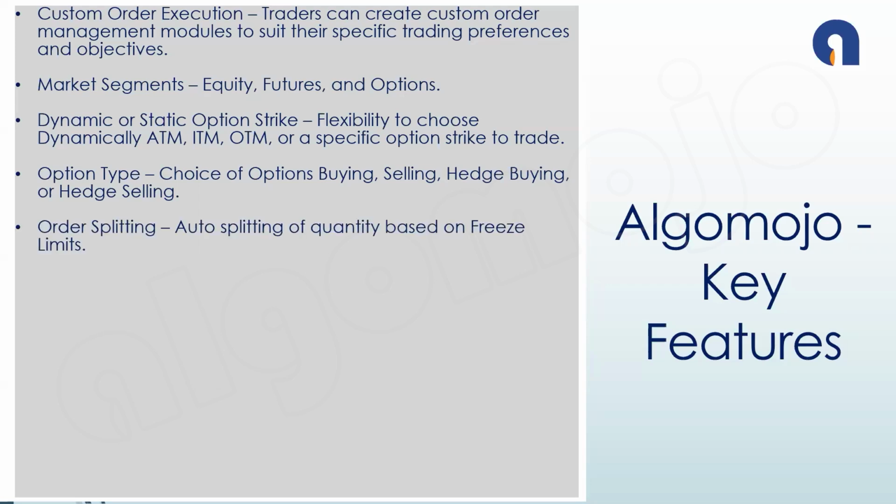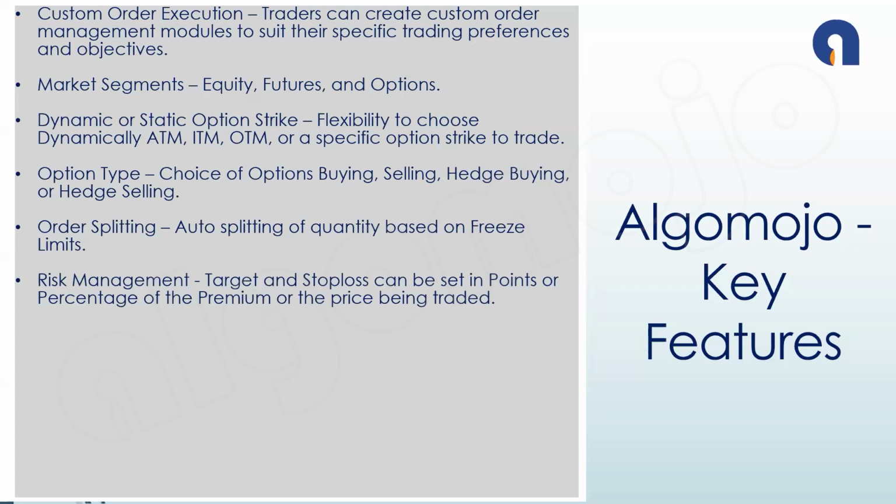And in case your quantity is larger than the freeze limit set by the exchanges, we take care of the order splitting. We will look at the quantity that you're trading, and if it has to be split into multiple orders, we do that and place the orders. So you need not worry about placing multiple orders or closing multiple open positions, or closing the entire quantity by placing multiple orders manually. The system will take care of it for you.